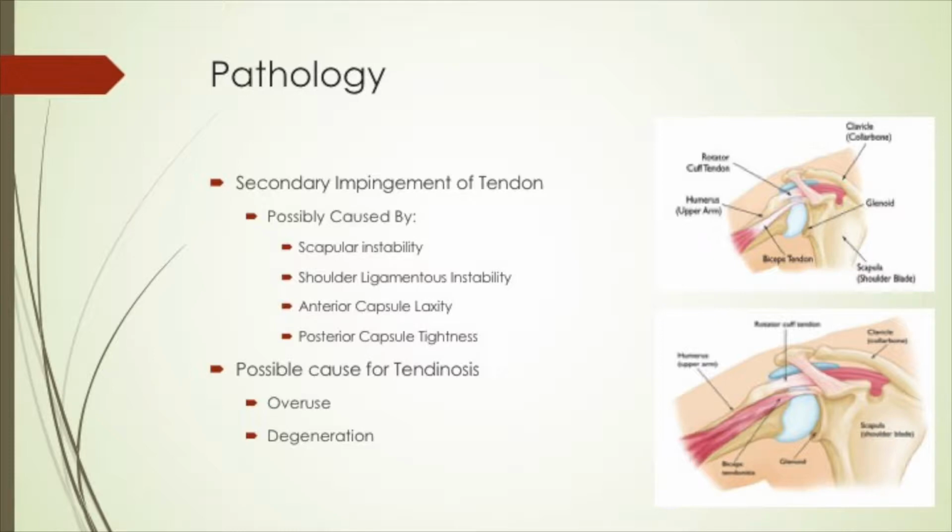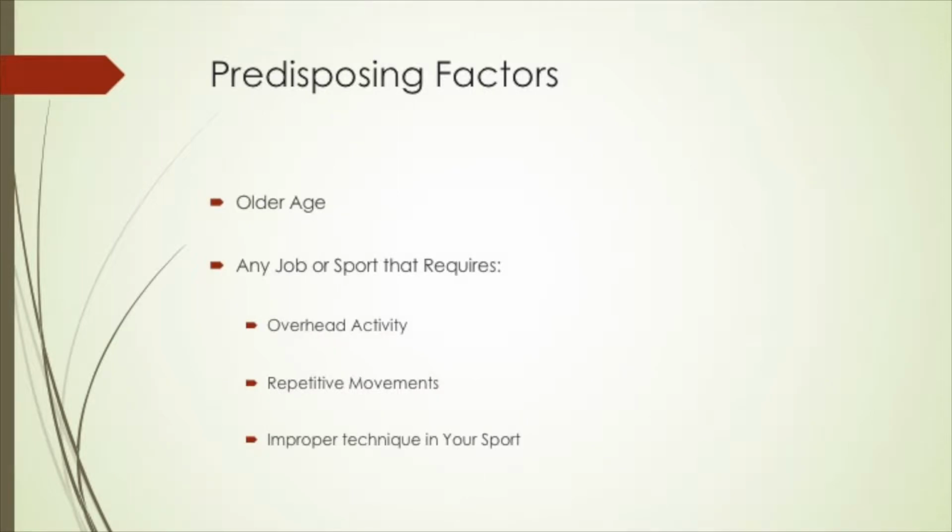Looking at the picture on the right, you can see a normal shoulder and biceps tendon. Then looking at the bottom picture, you can see a red and swollen biceps tendon in the shoulder joint that has biceps tendinitis. The predisposing factors for bicipital tendinitis are old age or aging. As we get older, our tendons get less flexible, thus making them more prone to injury. Also, any job or sport that has a lot of overhead activity or repetitive movements can put the tendon in an awkward position and stretch it, causing the tendon to get overused and degenerate, causing biceps tendinosis.